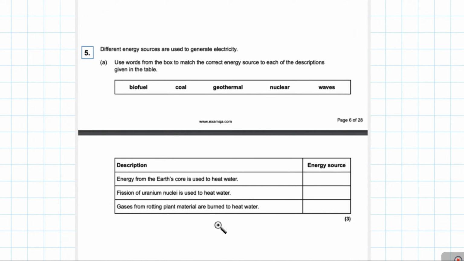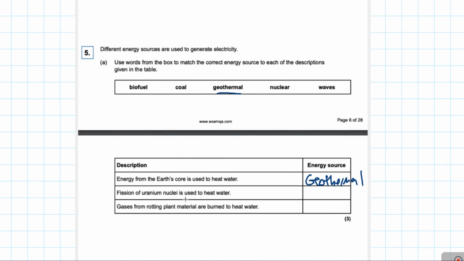Okay, question 5. Different energy sources are used to generate electricity. Use the words from below to match the correct energy source to each of the descriptions given in the table. So the first one that we have is energy from the Earth's core is used to heat water. So this one is geothermal. That is using the Earth's natural heat, so from hot rocks, from magma, near volcanoes, geysers, etc. That's what it's using to heat up the water.